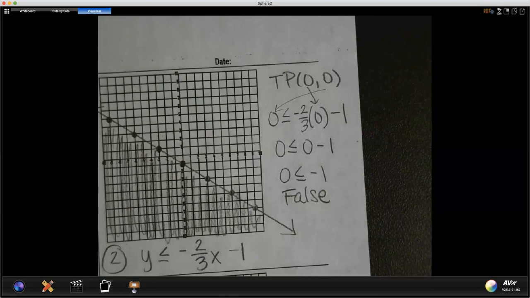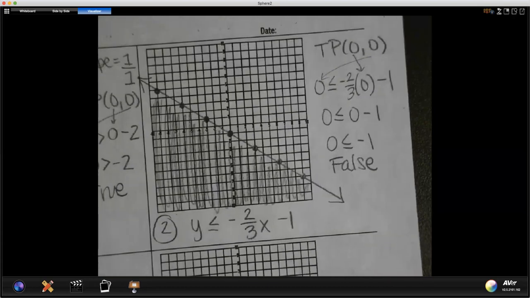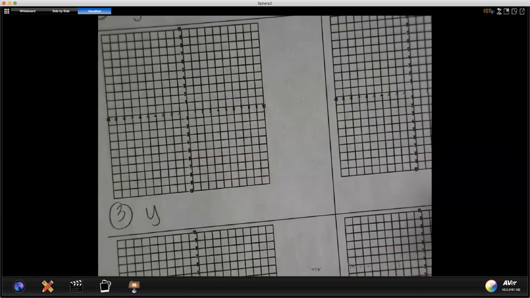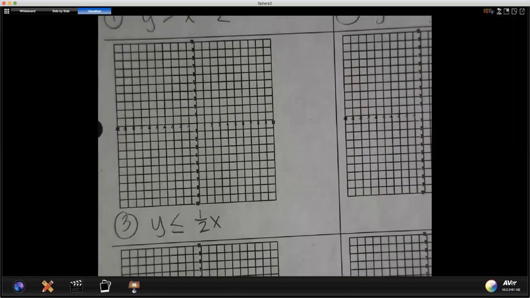All right, let's see about number 3. Y is less than or equal to 1/2 x. I want you to start off by just plotting the points, and then we'll check back in together.